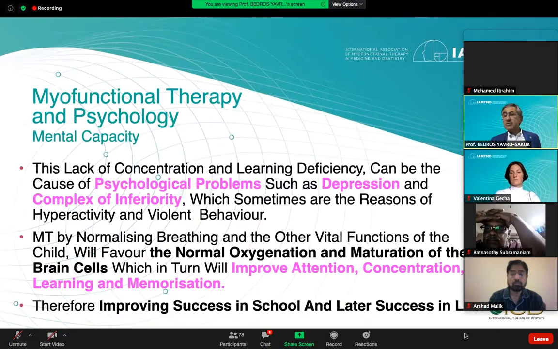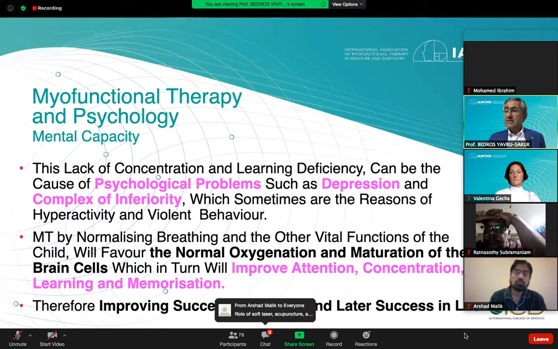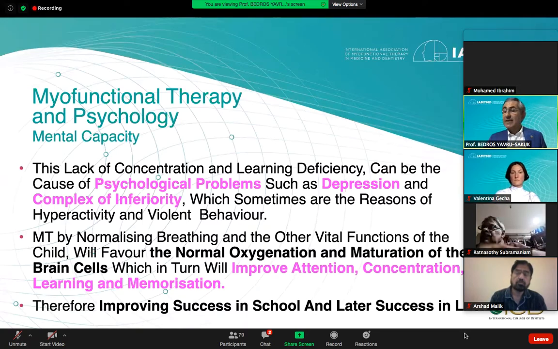The brain oxygenation, the development of brain capacity, and the full development of the brain functions of a child are of vital importance. Parents should be aware of this and take the necessary steps to have their child treated to prevent and eliminate the disastrous consequences of mouth breathing. Unfortunately, many parents are not aware of these facts. The lack of concentration and the learning deficiency can be the cause of psychological problems such as an inferiority complex and depression, and even sometimes the cause of hyperactivity and violent behavior.